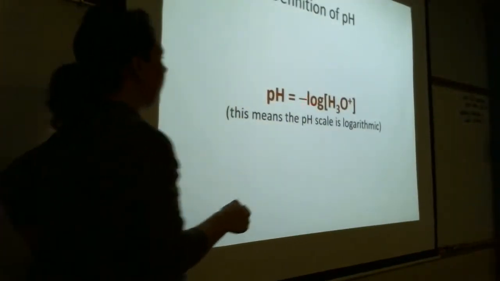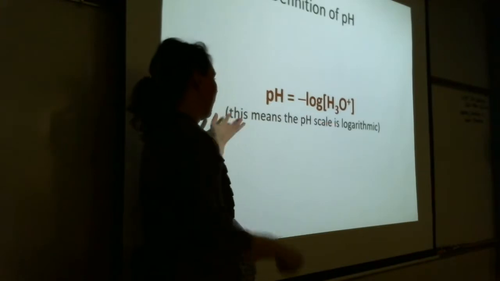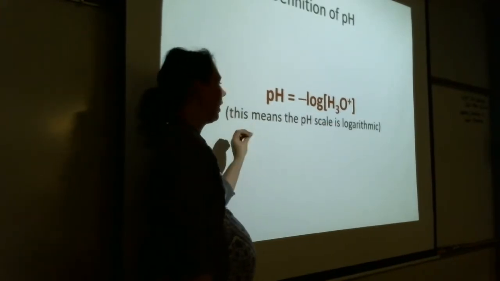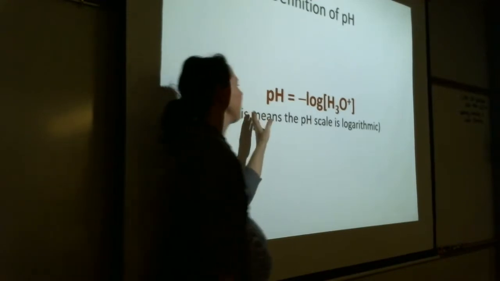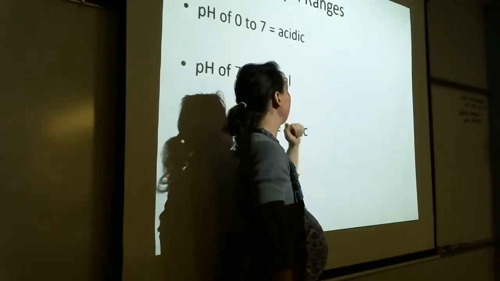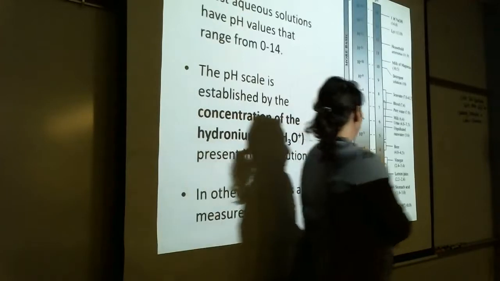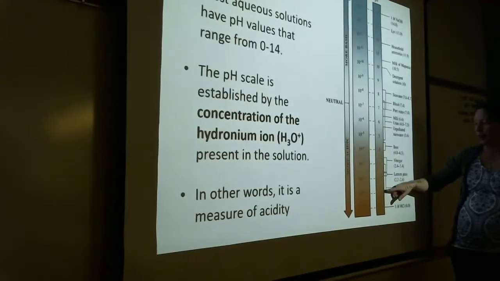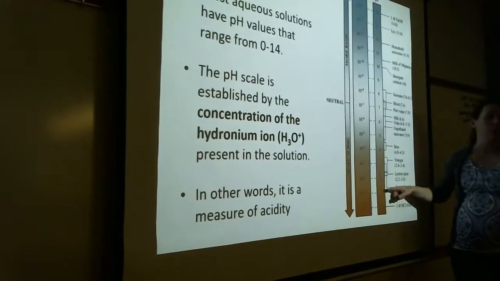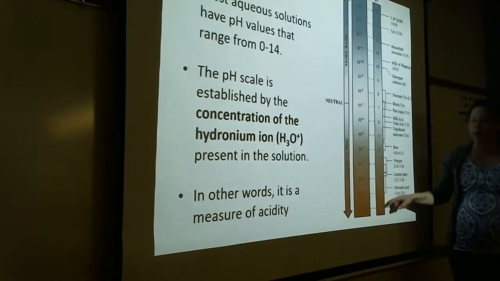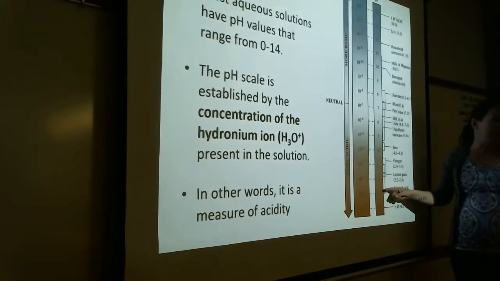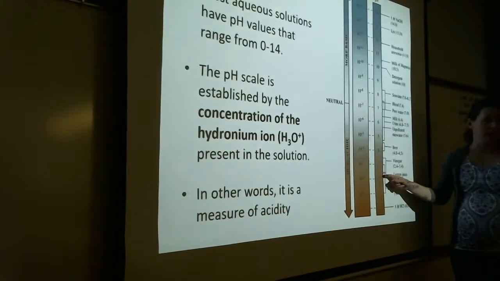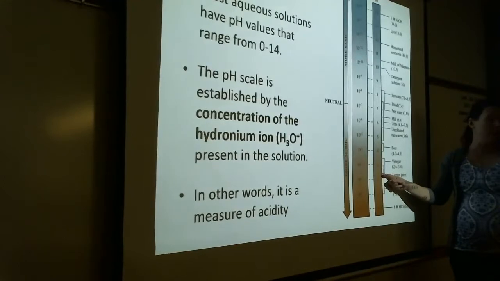Now, because this log is here, this means that this is a logarithmic scale, right? The pH scale is logarithmic, log base 10. So if I go up 1 unit in pH, from 0 pH to 1, I've got a 10-fold increase. The acidity has gone up 10 times because this is log base 10. If I go from pH of 1 to pH of 2, the acidity has changed 10-fold, right?